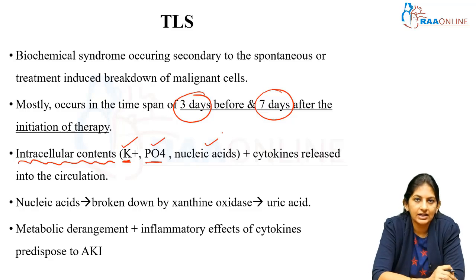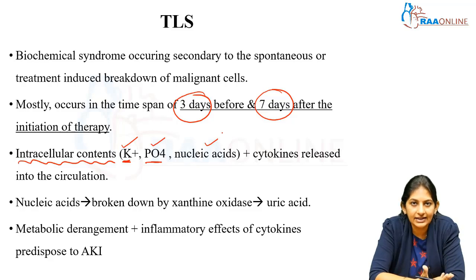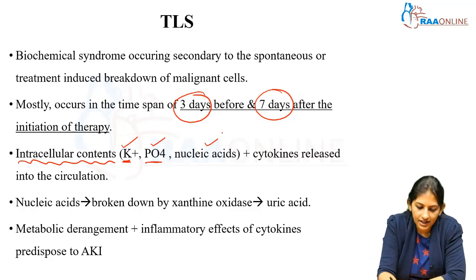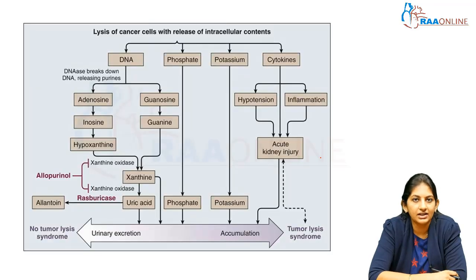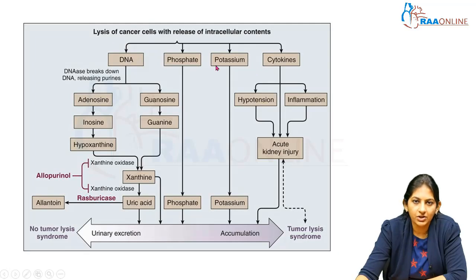And once the injury is happening because the tumors are getting lysed, the cells are breaking down, cytokines are released into the circulation. Okay, so these metabolic derangements plus the inflammatory effect of the cytokines being released put a burden on the kidney, resulting in acute kidney injury. Okay, so this is what I just mentioned. Potassium and phosphate are all getting released from the cells because of the cell breakdown.